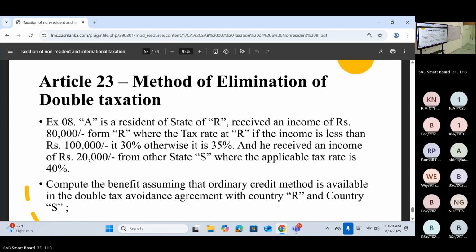Right? Yeah. So with this method, there won't be any cash flow impact to the country.